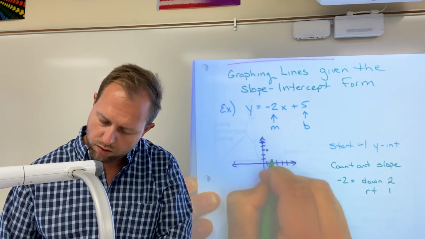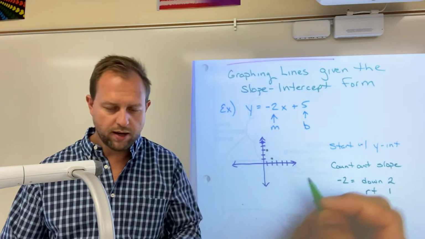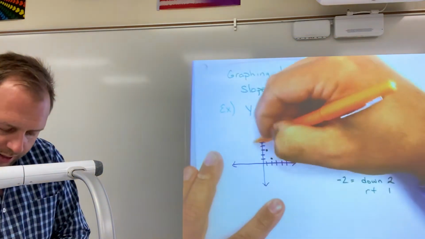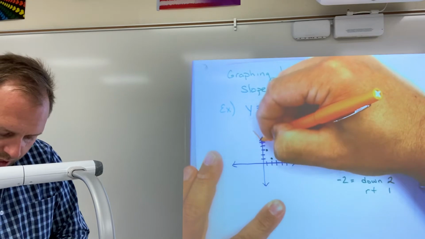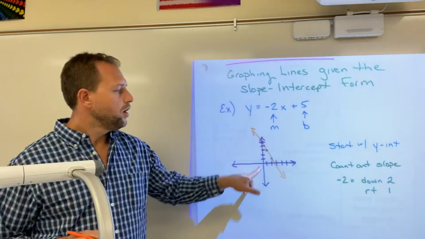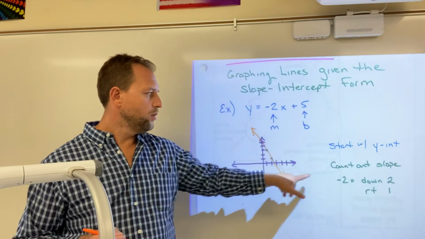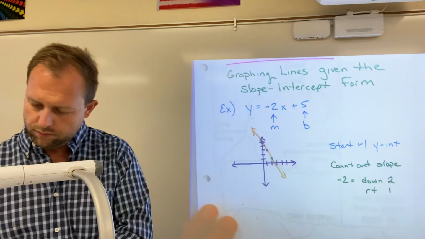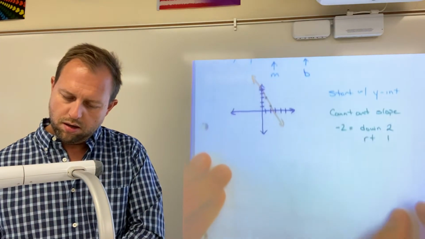Down 2, right 1. Get a couple of points and then we connect the dots. And if we did it correctly, we get a line. Noting it's heading down because our slope is negative. Pretty easy.